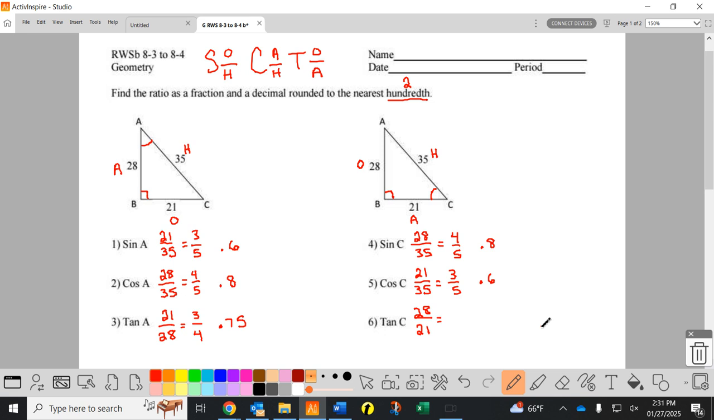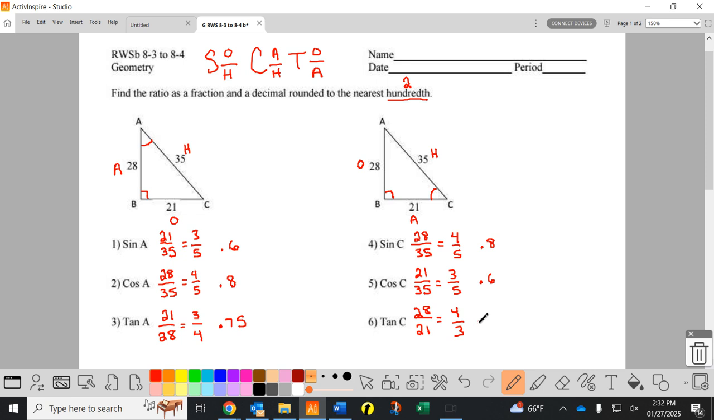So 28 over 21, do 28 fraction button 21 equals. Now that gives you a mixed number, so you do have to do second fraction button because it does need to be a fraction, cannot be a mixed number. When you hit 28 fraction button 21 equals, and then second fraction button, it should give you 4 over 3.